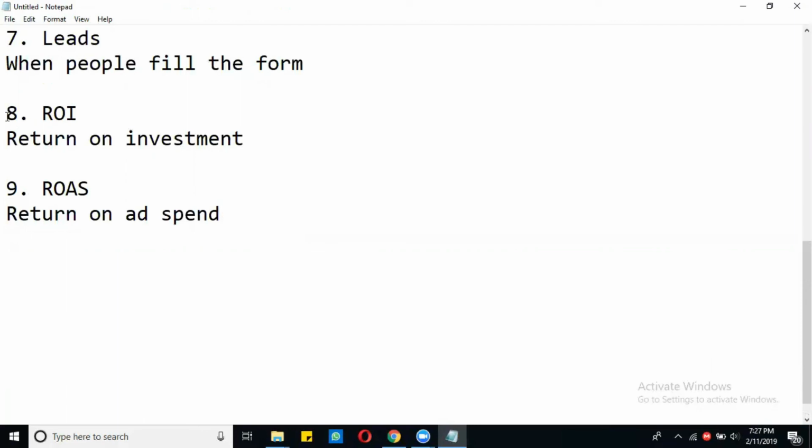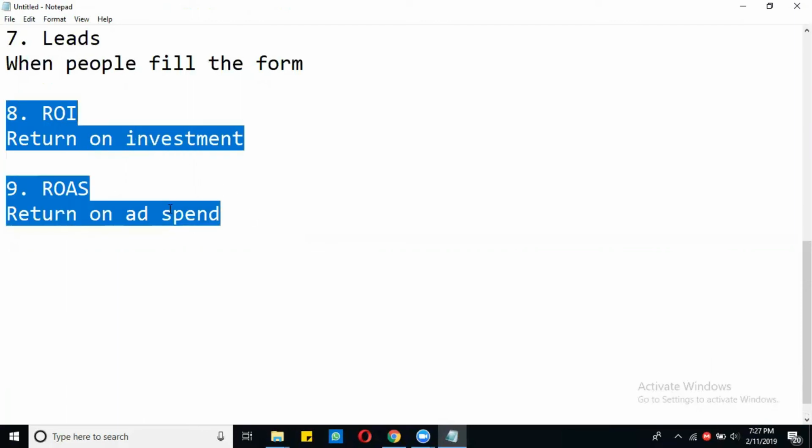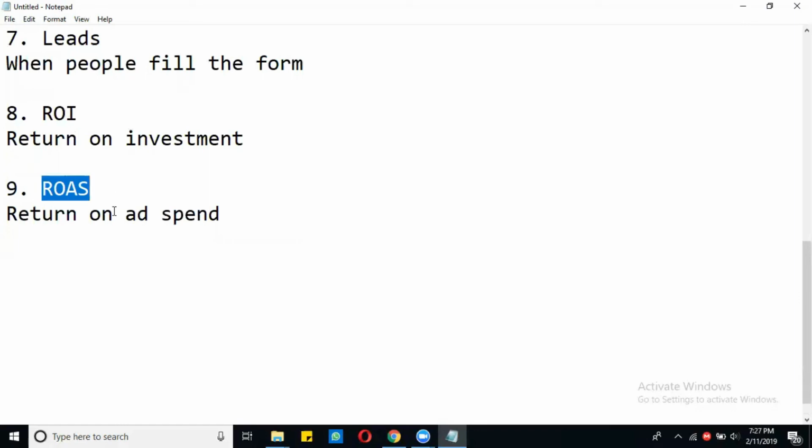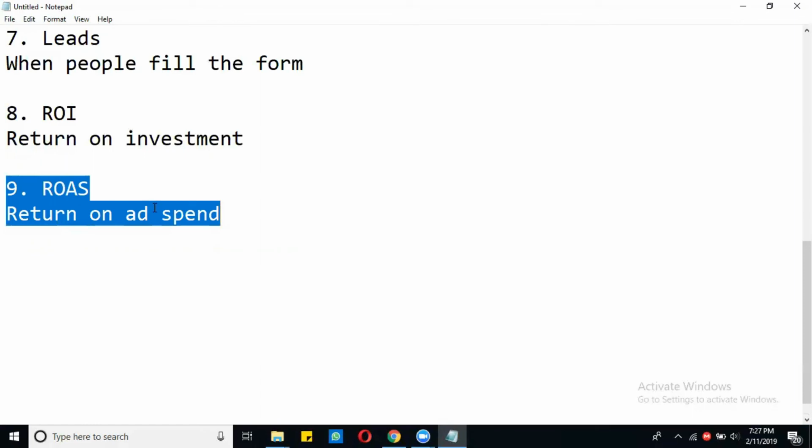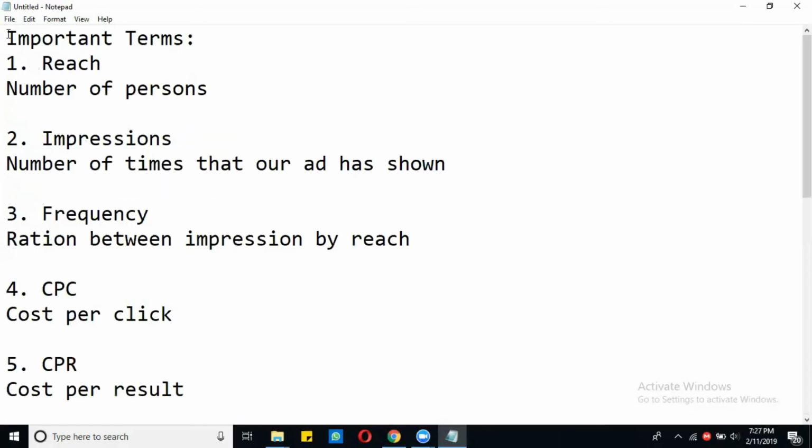So for generating ROI or ROAS in our Ads Manager, we need to put some value on the conversion. After calculating that value of the conversion, Facebook Ads Manager will tell us how much ROI or how much ROAS we have got. Mostly our clients are interested in both of these, but 90% of them are more interested in ROAS, meaning return on ad spend. So these are the simple and important terms that we will face when we are creating the ads, and these terms will be used in our further lessons too.